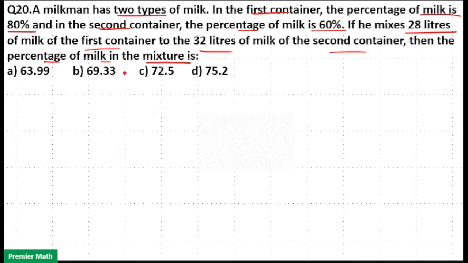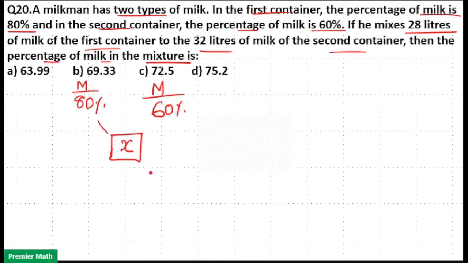So you need to find out the percentage of milk in the mixture. In the first container, the percentage of milk is 80% and in the second container, the percentage of milk is 60%. When you mix both containers, the percentage of milk in the mixture is unknown. We have to find it out. I will take it as X.